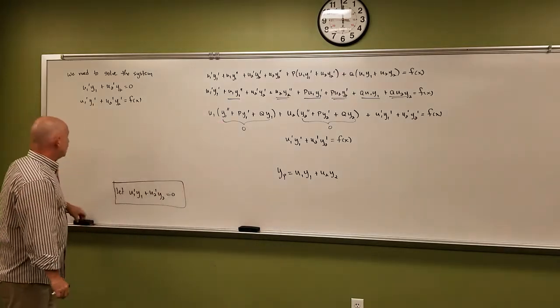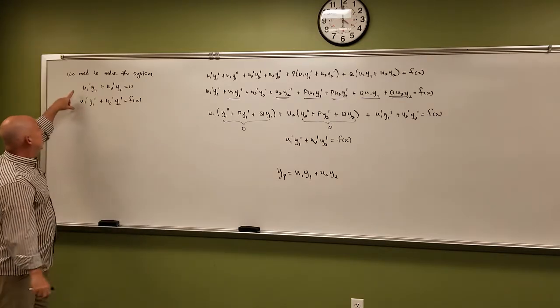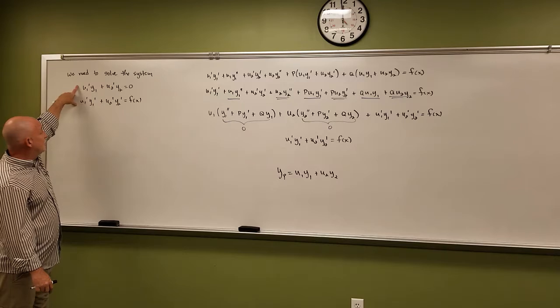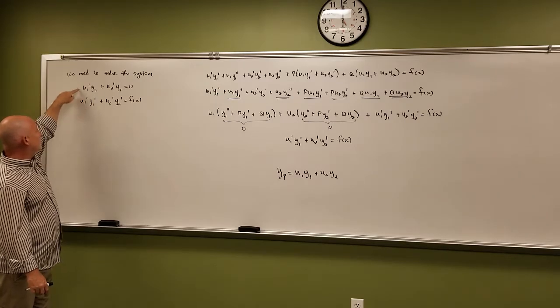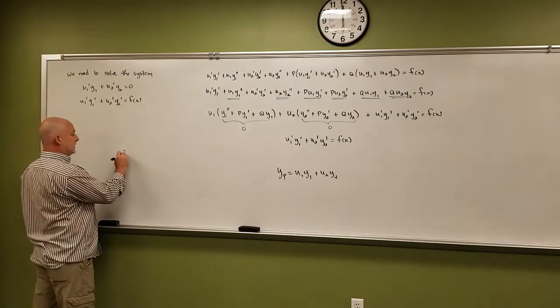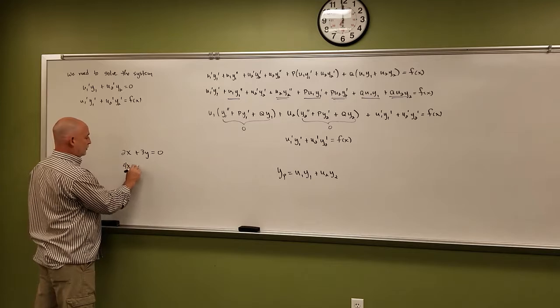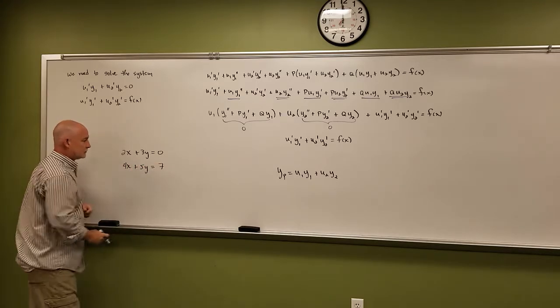So think about it like this. I know this looks confusing, but this is just a 2x2 system where the variables that we're trying to solve for are u1' and u2'. So it's kind of like this: if I said 2x plus 3y equals 0, 4x plus 5y equals 7, right?